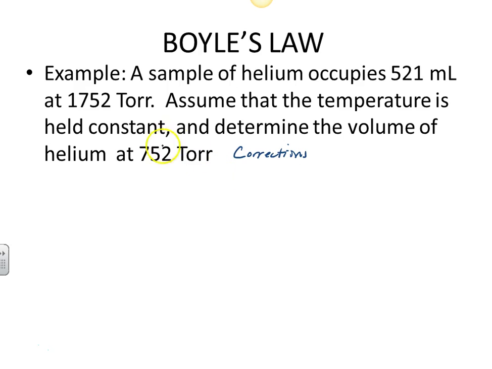And what that means is that we have a volume here at a certain pressure. We change the pressure and we're going to correct to a new volume. In this case, we're assuming that temperature is held constant. So we can eliminate temperature from consideration in the problem because it doesn't change. So if it doesn't change, it would have no effect.